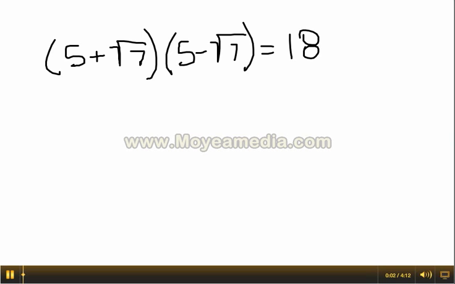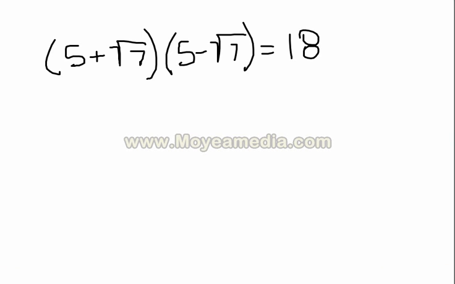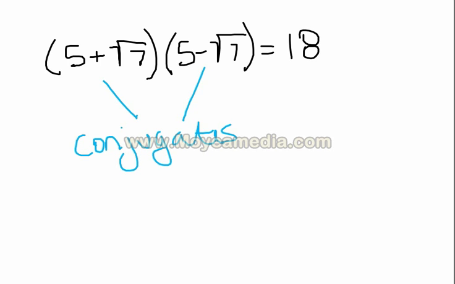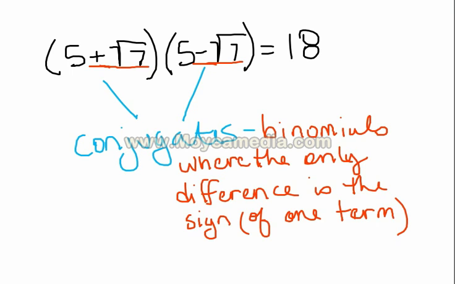So we've established that (5 + √7)(5 − √7) = 18. Well, these are two very special binomials, and they are called conjugates. Conjugates are binomials where the only difference is the sign of one term, so in this case it's the √7. Really, conjugates are exactly the same except one's a plus and one's a minus.